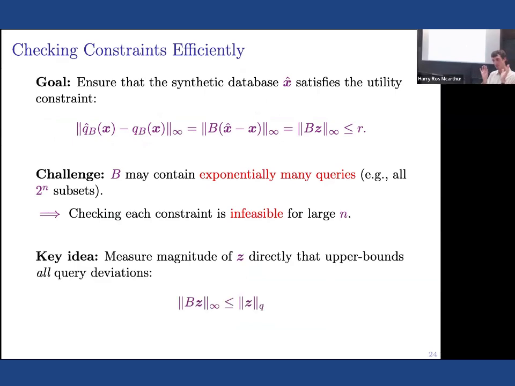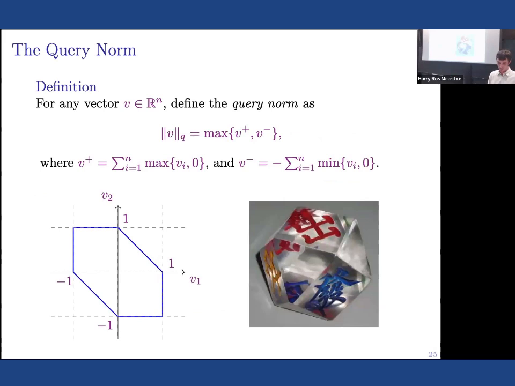Rather than measuring the magnitude of the transformed vector in high dimensional query space, you want a way to measure the magnitude of the vector or the error that you add in database space, which is a lot lower dimensional. And that's what this notation here is, which is called the query norm. It's a norm that we came up with, and as far as I asked ChatGPT, it seems like it doesn't exist anywhere else. This is what it looks like.